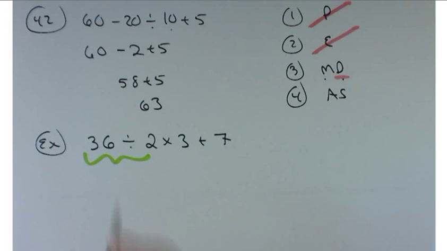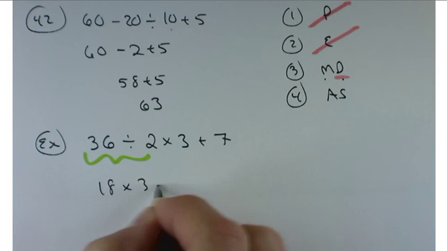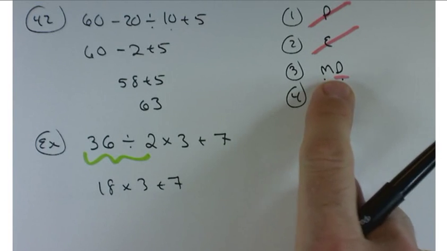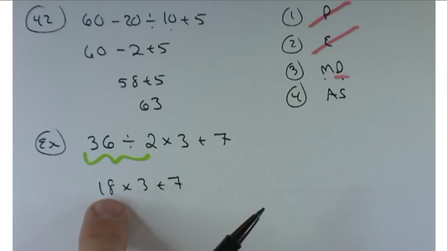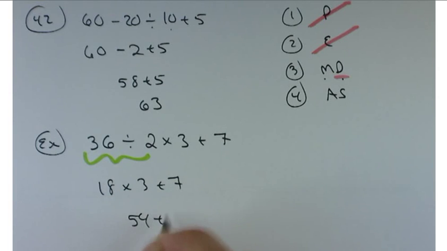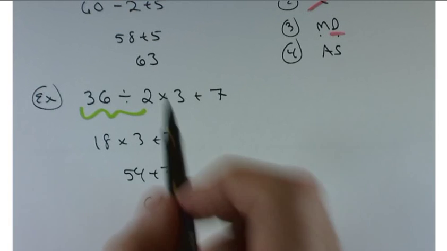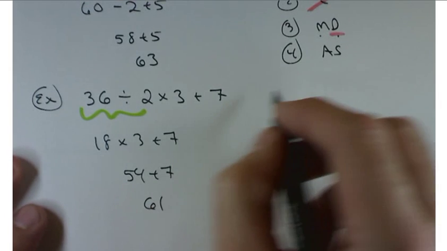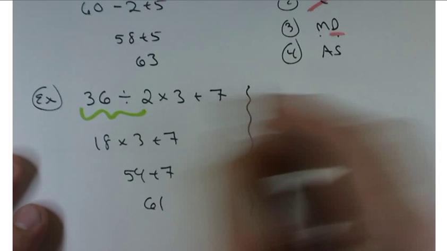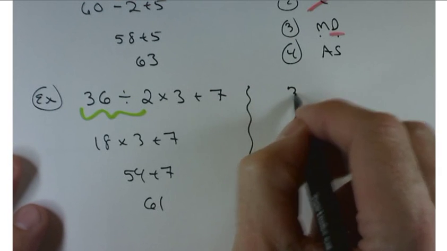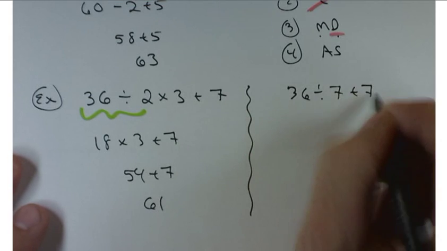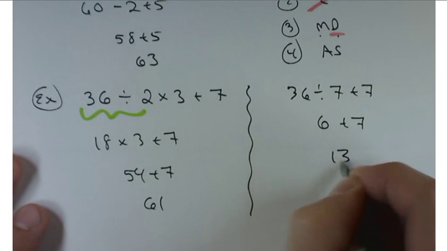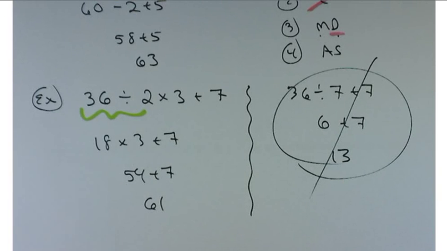36 divided by 2 is 18. Then what? Then do your multiplication. Keep going left to right. 18 times 3 is 54. Plus 7 is 61. But if you made a mistake and you multiplied these together first, well, it still works out with even numbers. You'd end up with 36 divided by 6 plus 7. 6 plus 7 is 13. But that's wrong. You shouldn't be doing it that way. You've got to move left to right. So that's what we're going to be tested on.